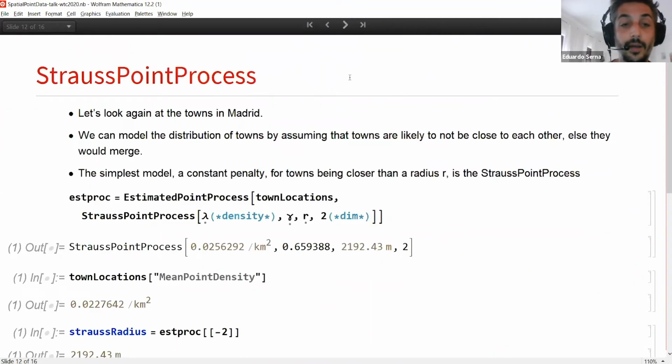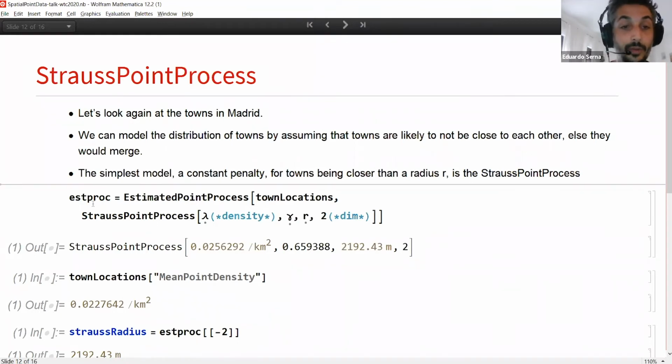Let's talk about another process which is a little bit more interesting, the Strauss point process, which has a soft core. Let's look again at the towns in Madrid I showed earlier. It's reasonable that we can model the distribution of towns by saying that towns are likely not to be too close to each other, because otherwise they would just become a new town that is a bit bigger. One of them would eat the other town. The simplest model for this kind of soft core repulsion is the Strauss model, which has a constant penalty for towns being closer than a radius r.